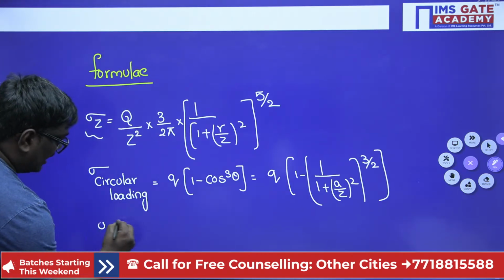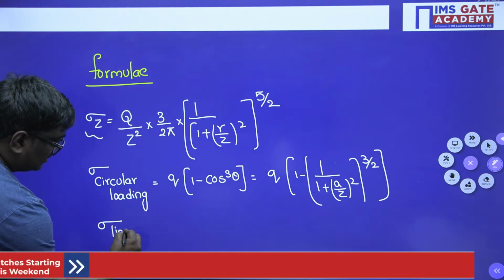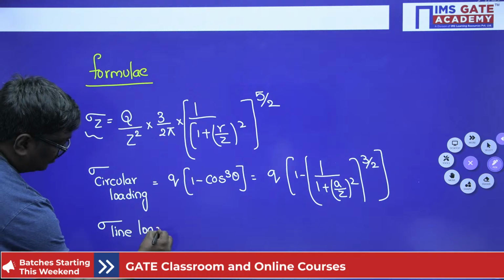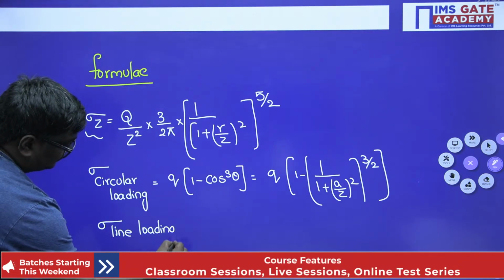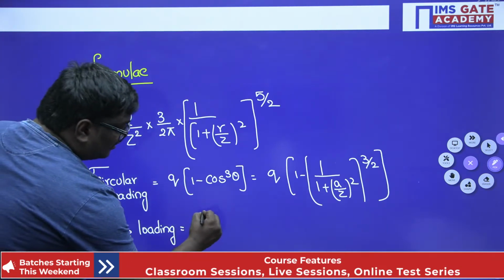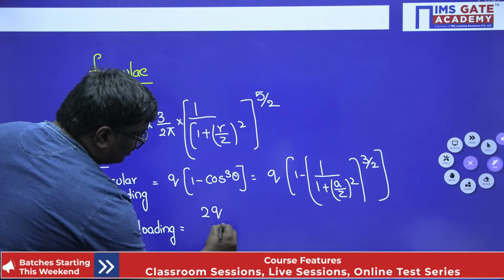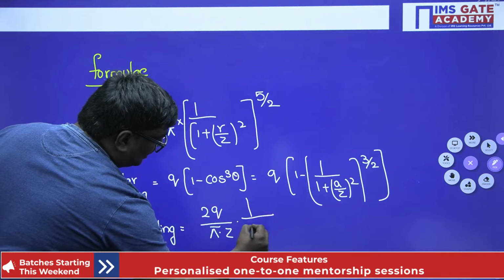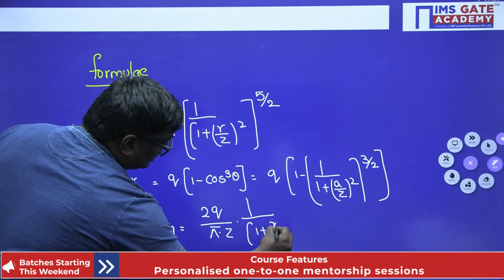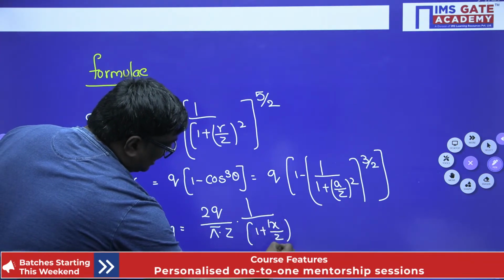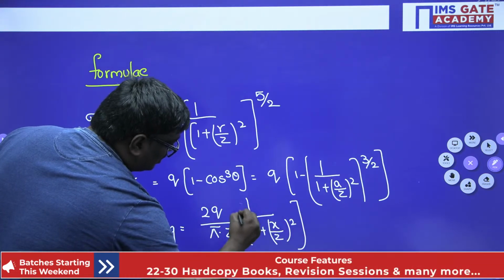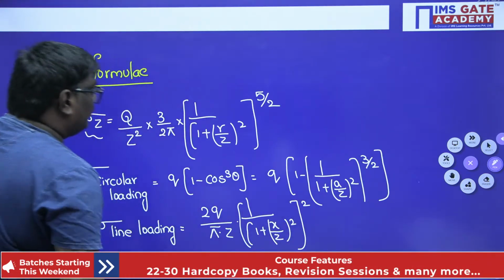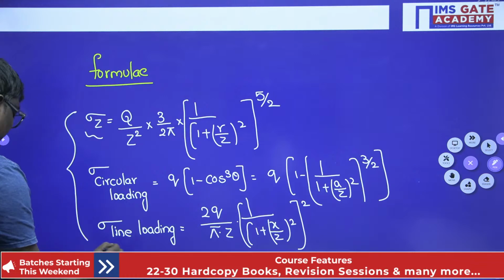In case of line loading, the stress distribution is given by the formula 2Q. Sir, what is Q? Intensity of loading. 2Q into 1 upon 1 plus x by z whole square whole square. So these are the values of different stresses under different loading conditions. I hope you are clear.